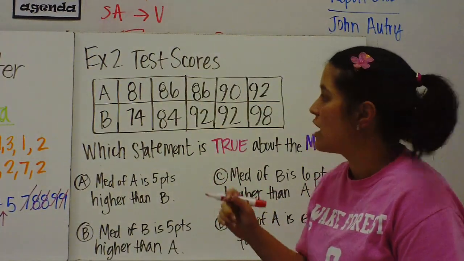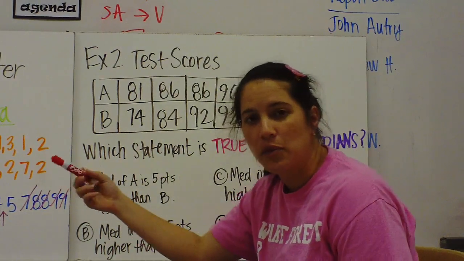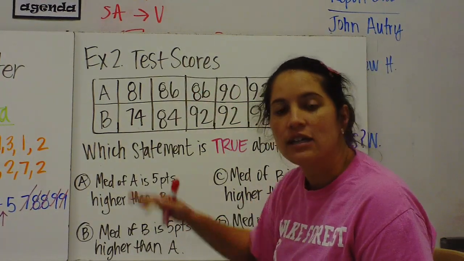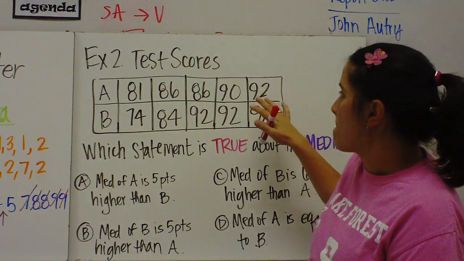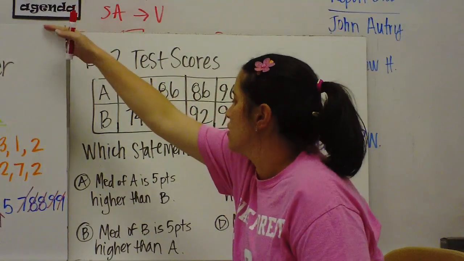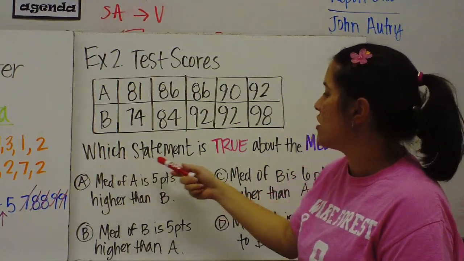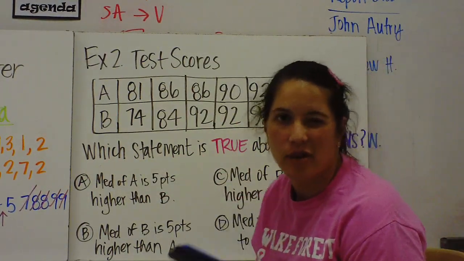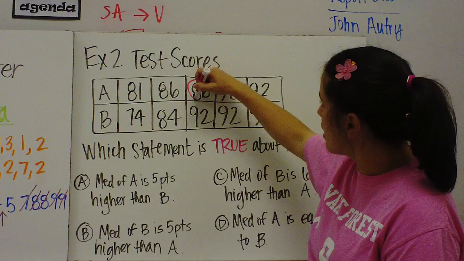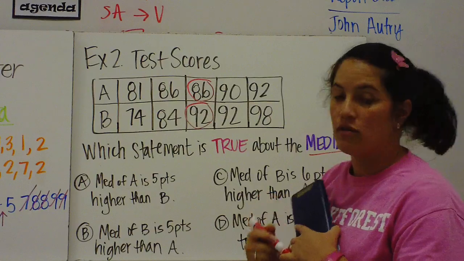Okay, example 2, test scores. Here's student A and student B. And the data that we did in the previous examples is this data. Here are their test scores from 5 different tests. Actually, B is different, it was 90. But the question says, which statement is true about the medians? So we need to find the median. So we have 86 right here, and we have 92. 86 and 92, those are the medians.